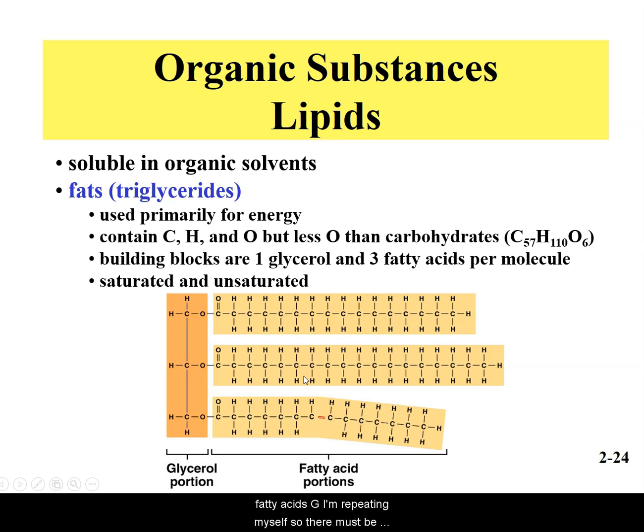Gee, I'm repeating myself, so there must be something on the exam about that. Okay, it's used primarily for energy. It contains carbon, hydrogen, and oxygen, but look at this ratio here. Remember that 2 to 1? Well, this isn't 2 to 1. It contains much less oxygen than carbohydrates do, so it doesn't have that 2 to 1 ratio.